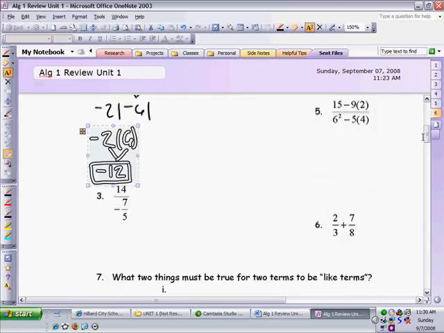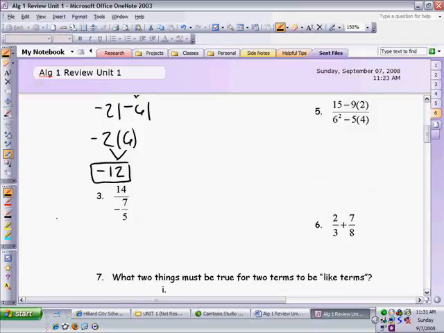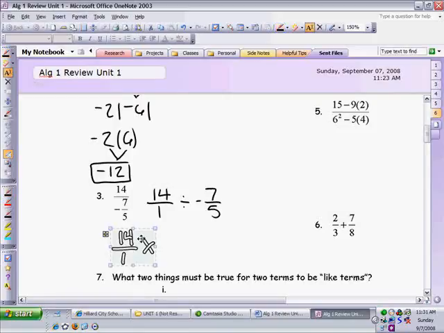Number 3, a fraction problem. It's 14 divided by negative 7/5. So in this case, first thing I'd like to do is change this 14 here on top into a fraction. So 14 as a fraction is 14 over 1 divided by negative 7/5. Now remember, the rule with division and fractions is keep, change, flip. So we're going to keep the first fraction, 14 over 1, change the sign in the middle to multiplication, and then flip our last fraction. It's still going to be negative, but now it's going to be 5 over 7.